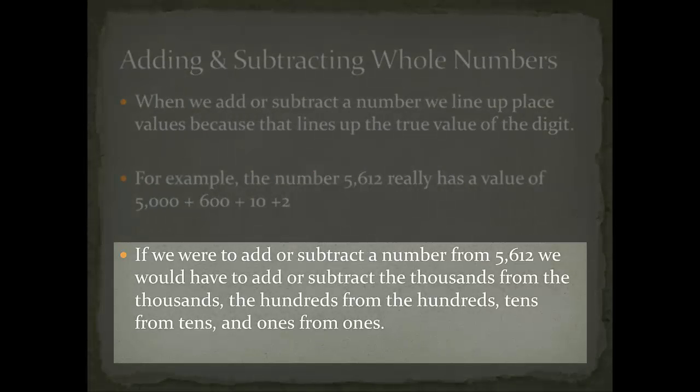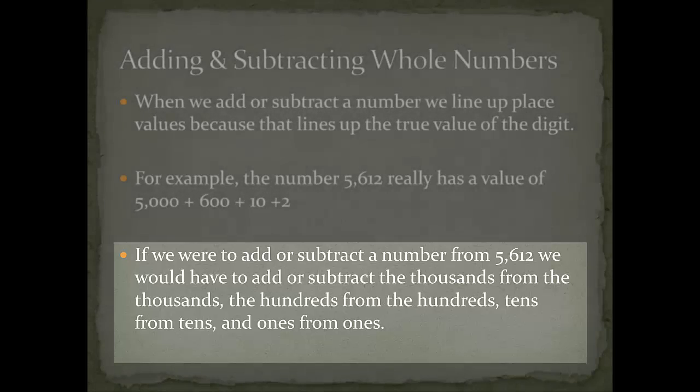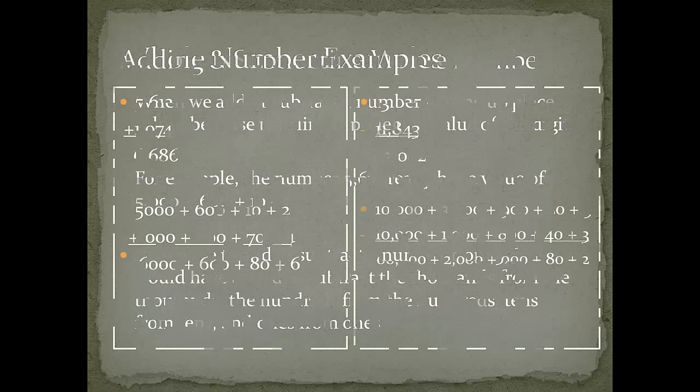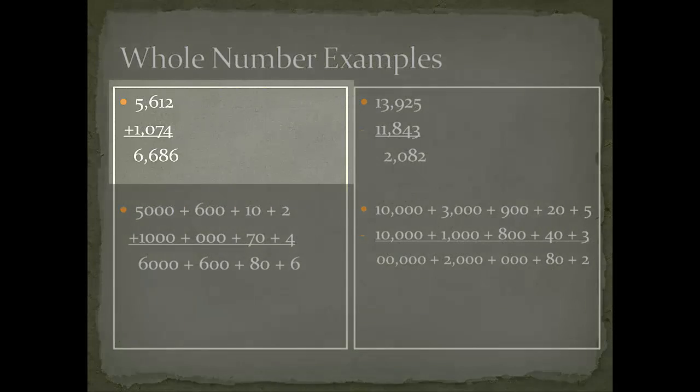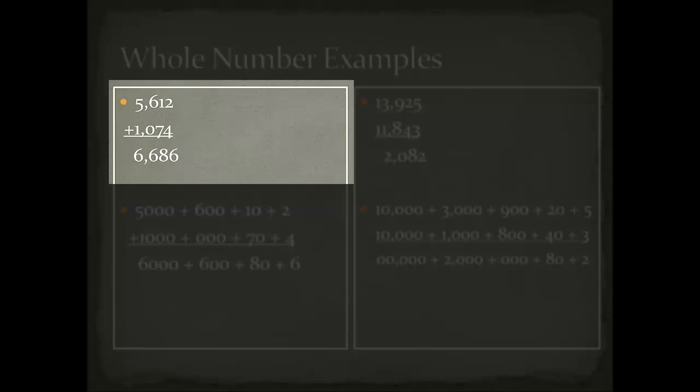If we were to add or subtract a number from 5,612, we would have to add or subtract the thousands from the thousands, the hundreds from the hundreds, the tens from the tens, and the ones from the ones. Otherwise, we would get an incorrect value. Let's look at this in a little bit more depth. So I've taken our number 5,612 and I'm going to add to that a number of 1,074.